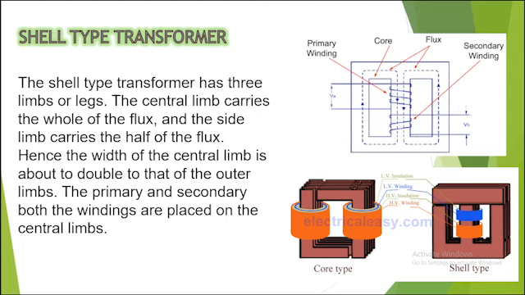Shell type transformer. The shell type transformer has three limbs or legs. The central limb carries the whole of the flux and the side limb carries half of the flux. Hence, the width of the central limb is about double that of the outer limbs. The primary and secondary windings are both placed on the central limb.